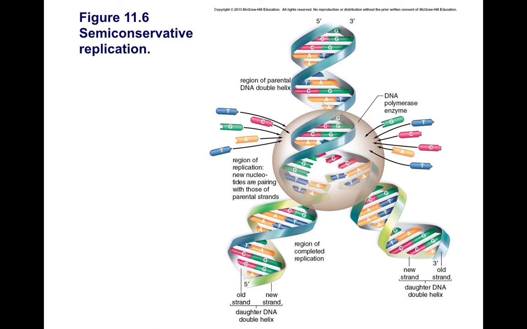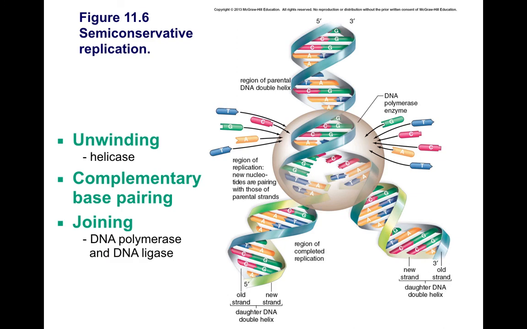And this is why we call this process semi-conservative. We conserve some of the original one. So it is kind of semi-old strand. And this process involves 3 stages. The opening of the 2 original DNA strands, known as unwinding. And the enzyme called helicase helps with that.